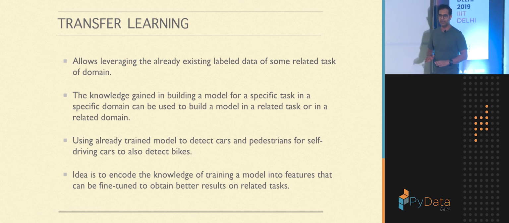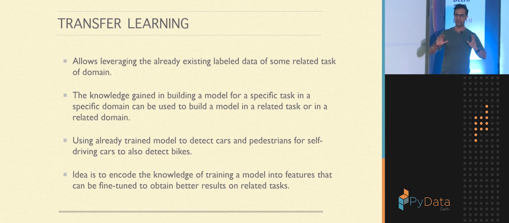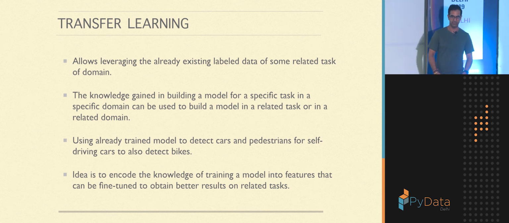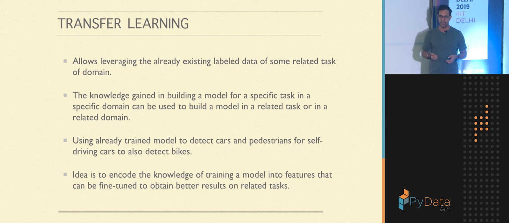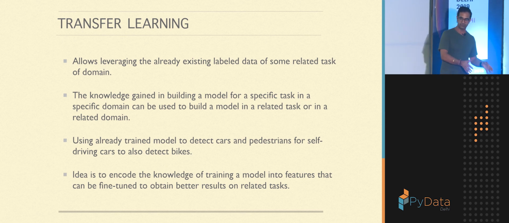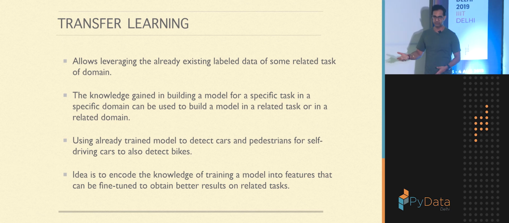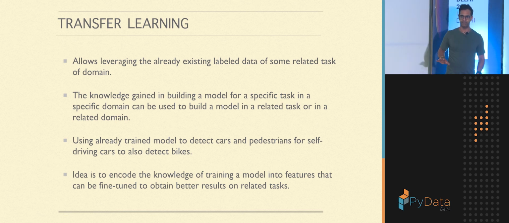Philosophically, I'm making an assumption that there is a notion of some universal features. Features are very dependent upon the task, data, domain, everything. But if there are some universal features, can we learn those features? When we are training a machine learning algorithm for a specific task, can we extract those features? And even if these features are not universal, can we not start from scratch and use these features as the starting point, so that we can fine-tune them to obtain the best features for task B?